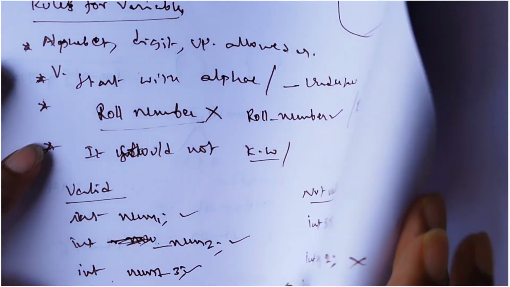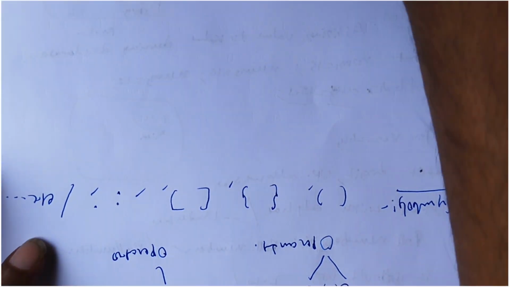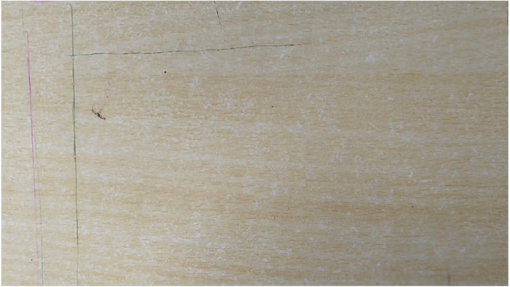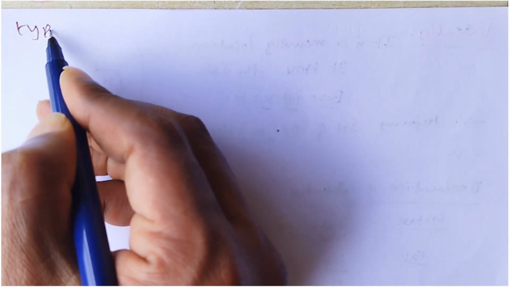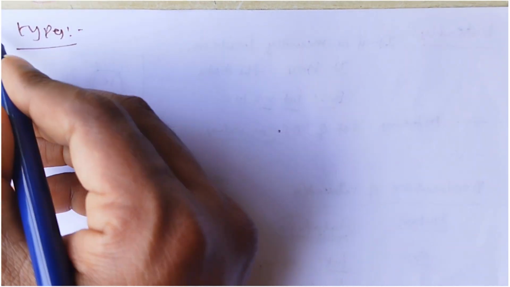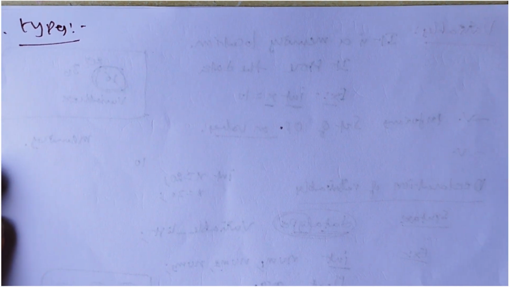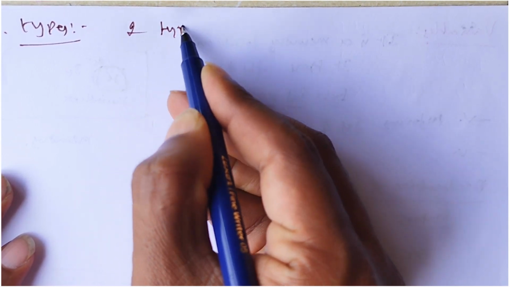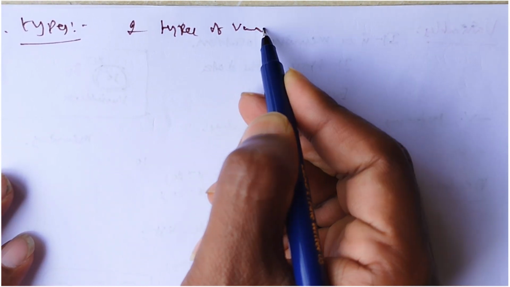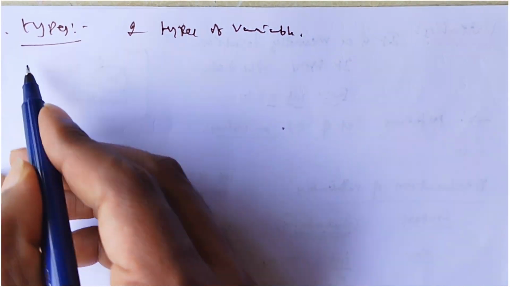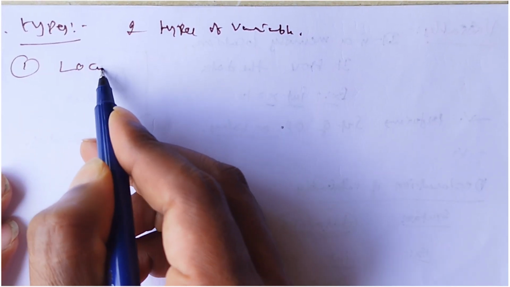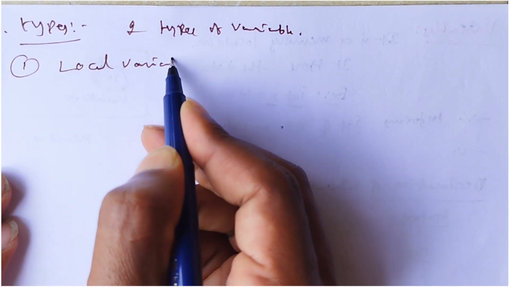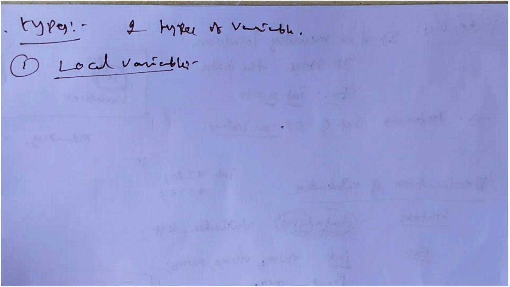Next, we will see what variable types we have. Variable types. Okay, what are the types? There are two types of variables. What are the two types of variables? The first one is local variable. What is the meaning of local variable?